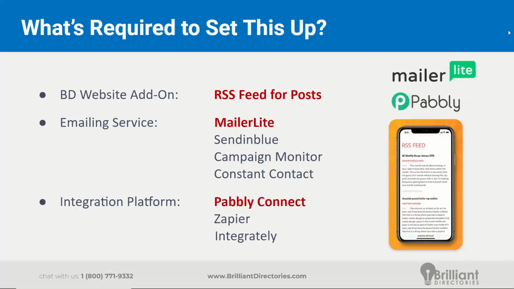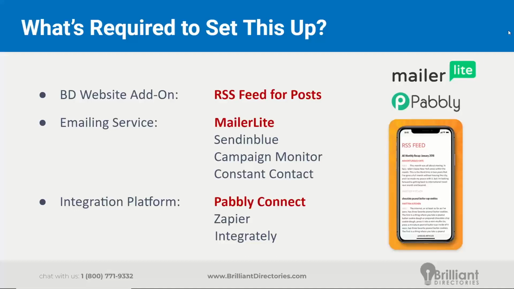And so what's actually required to get all this going? All we need are three things. You need the RSS feed for posts add-on for your Brilliant Directories site. If you have the VIP add-ons club, you already have this. This basically just automatically creates that RSS feed file that we're going to be using to automate the emails here.